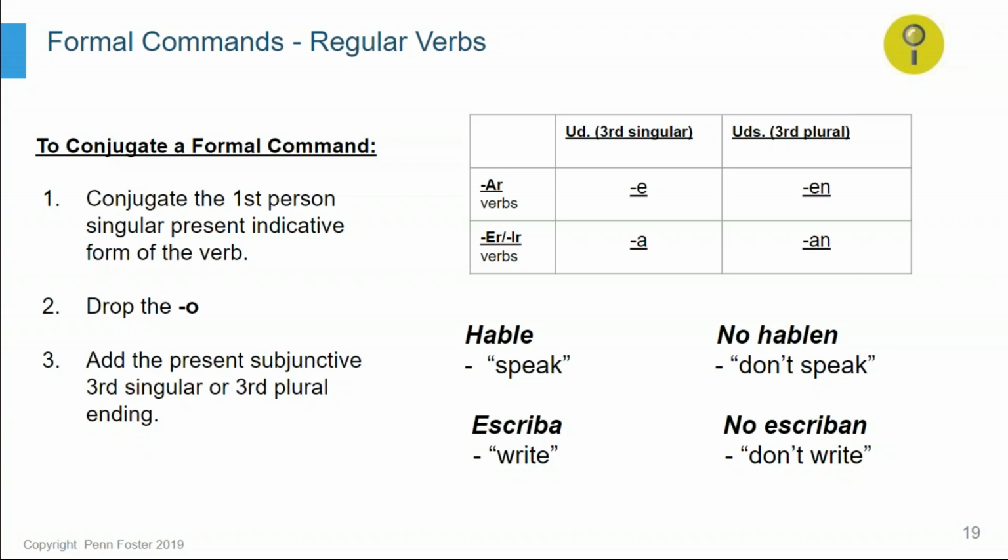And then your second example, escribir, is an IR verb. Escribo would be first singular present tense. Step 1, drop the O. And since it's an IR verb, you would use the A or the AN ending.